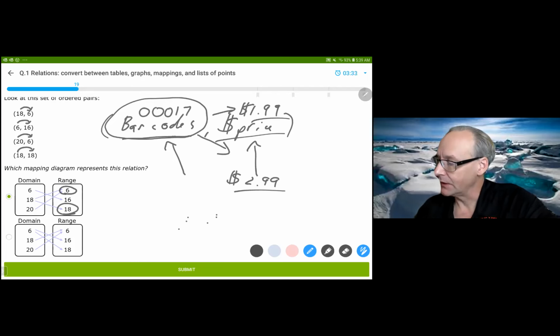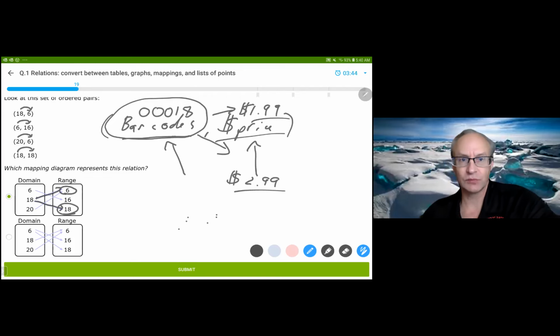Here's that barcode, that 18. I should have used this. And at one point, it's going to 18, and at another point, it's going to 6. That's why this relation is not a function.